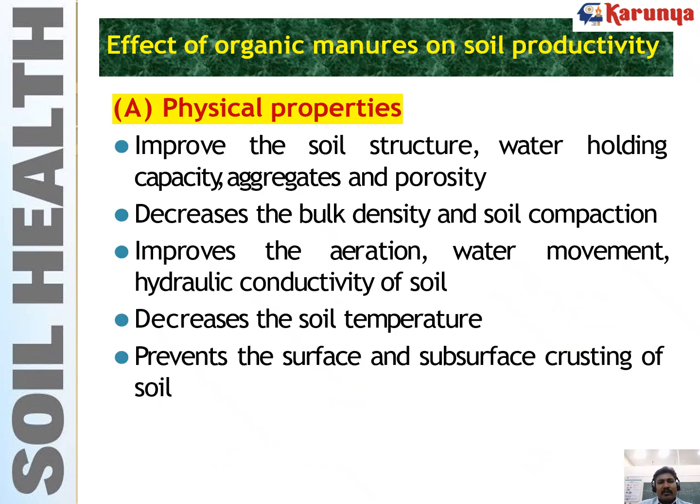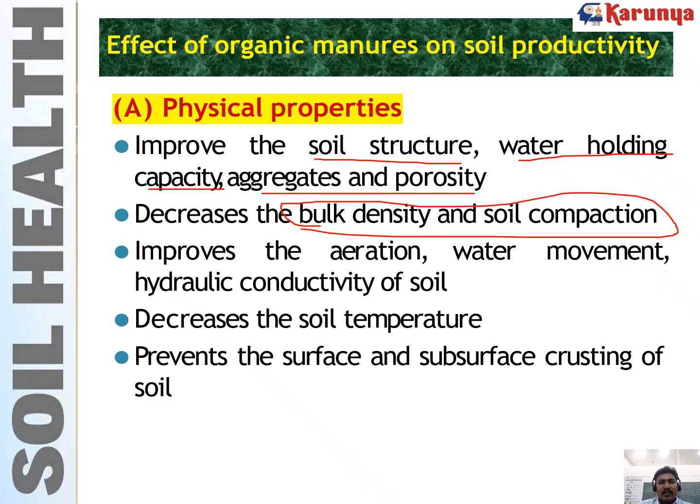Now, the effect of organic manures on soil productivity: how the effect will be there in the soil, like physical property, chemical property, biological property. When compared with chemical sources of fertilizer, organic sources are excellent in maintaining the quality of soil as well as the production of yield. For physical property, they mainly improve the soil structure, water holding capacity, aggregates, and porosity, and decrease the compactness of soil.